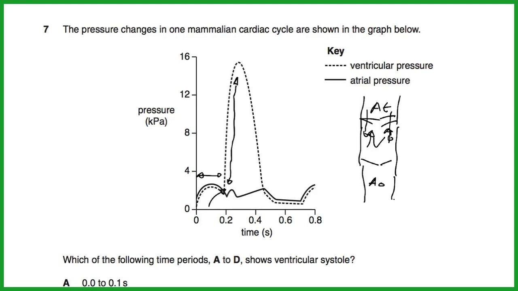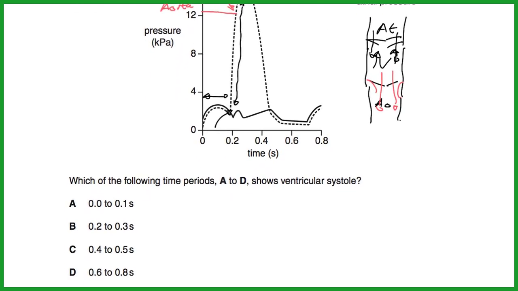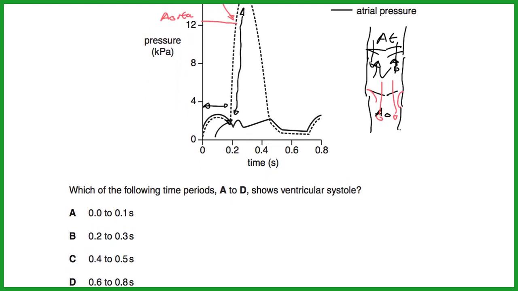That pressure will continue to increase until the pressure becomes greater than in the aorta. And at that point, the valve will be pushed open between the ventricle and the aorta, and blood will flow from the ventricle into the aorta, so the aortic valve will open at this point here. And the question says, which of the following time periods A to D shows ventricular systole, and ventricular systole will be occurring between 0.2 and 0.3 of a second, so the answer here is B.